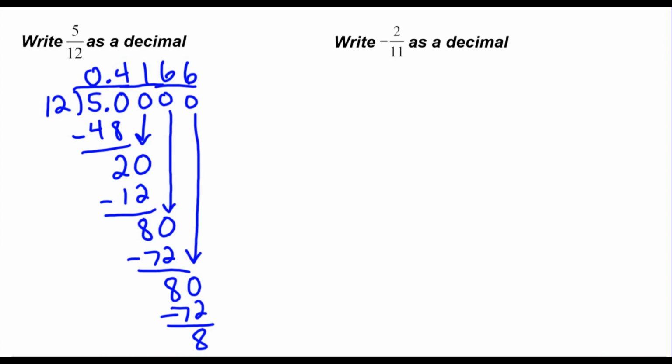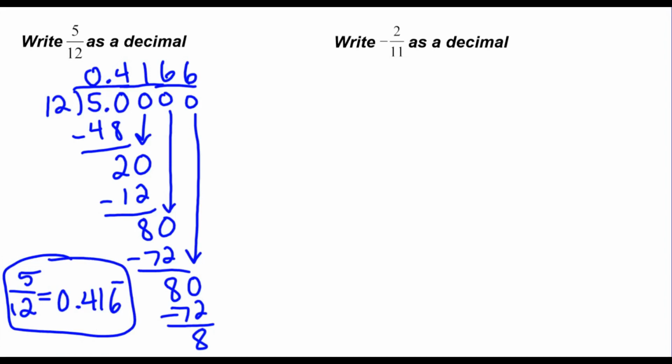So now I know that this decimal is going to repeat. So to write this as a decimal, I'm going to use bar notation. So my 5/12 is equal to 0.416, and just the 6 repeats, so that's all I'm going to put the bar over, is just the 6.